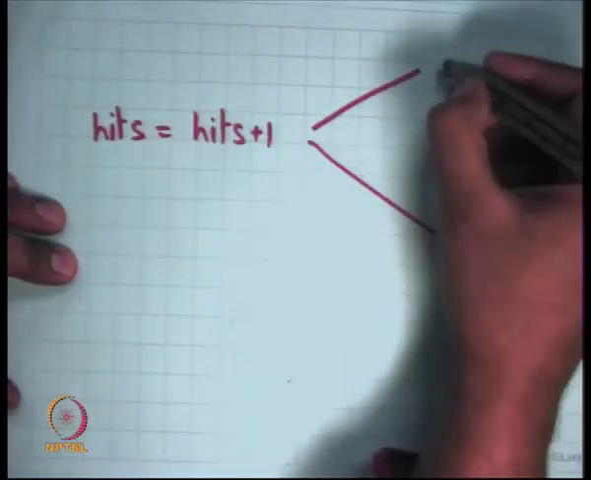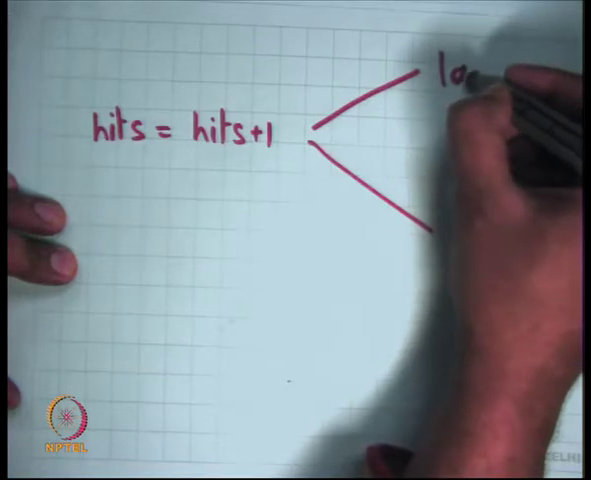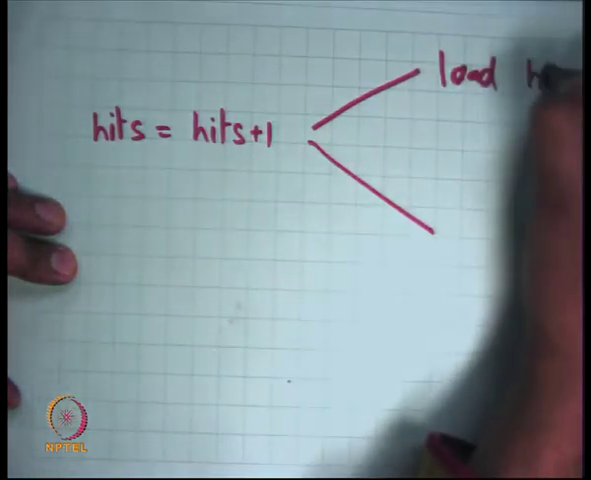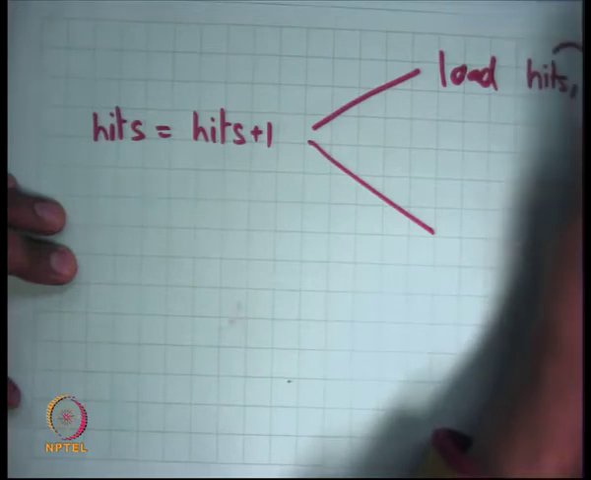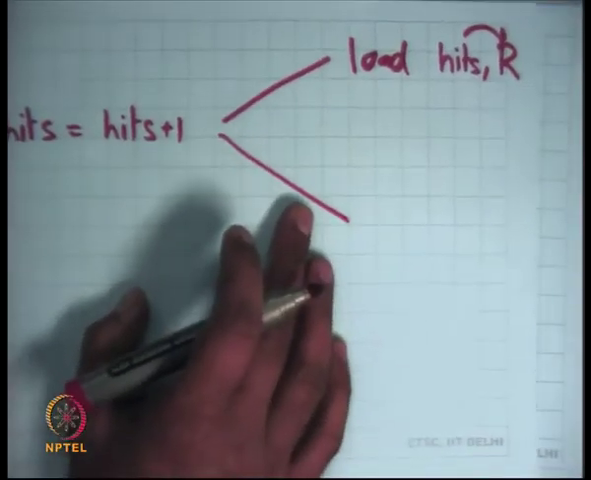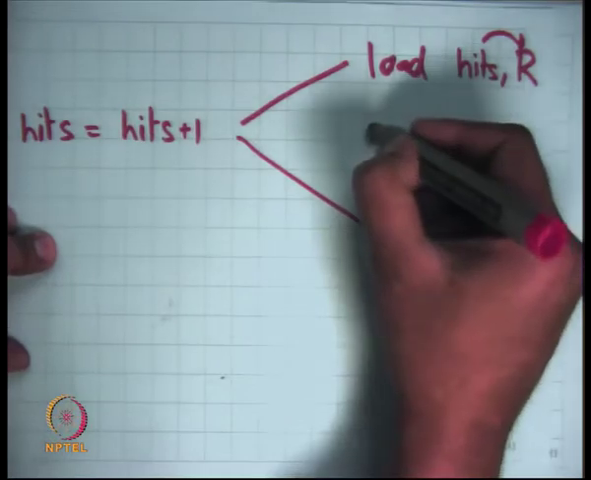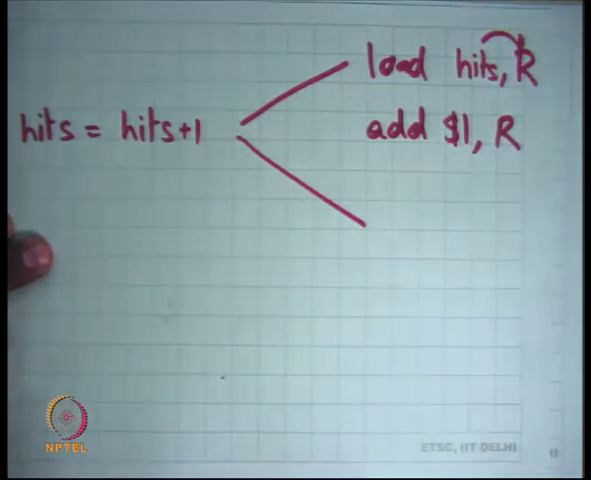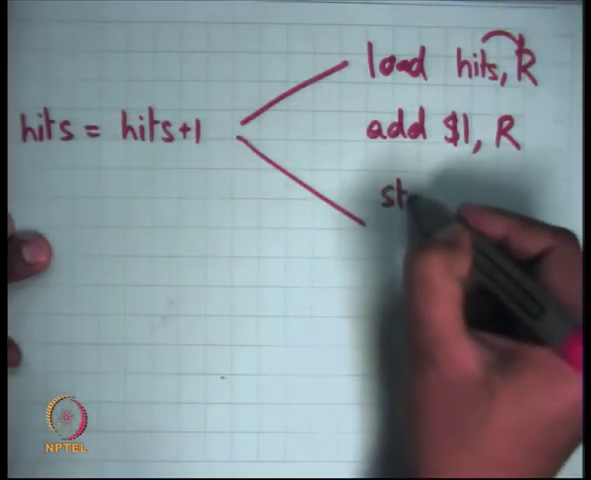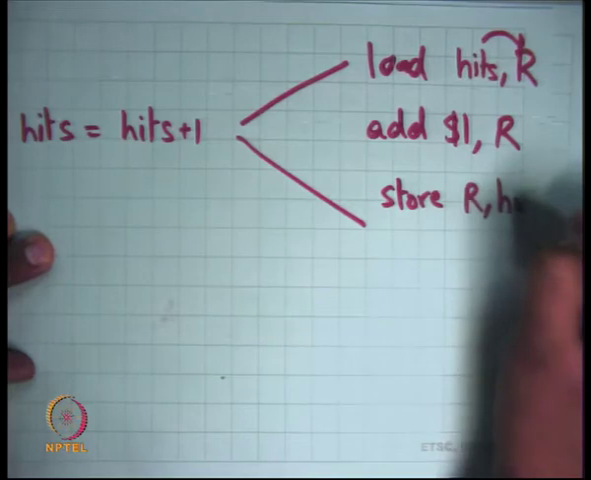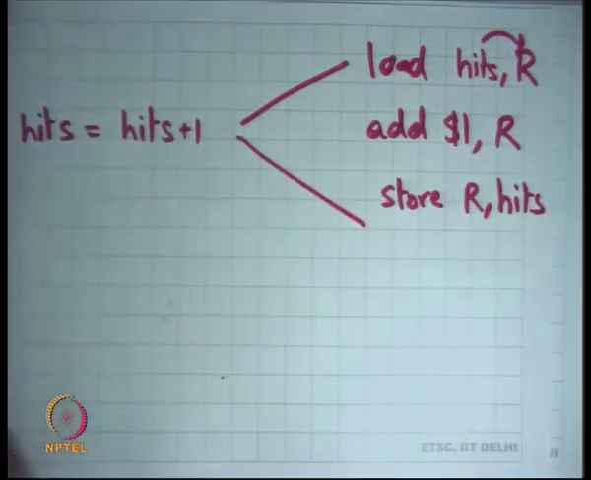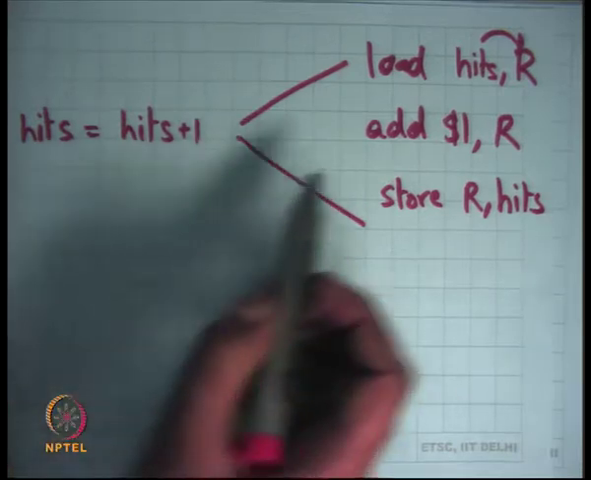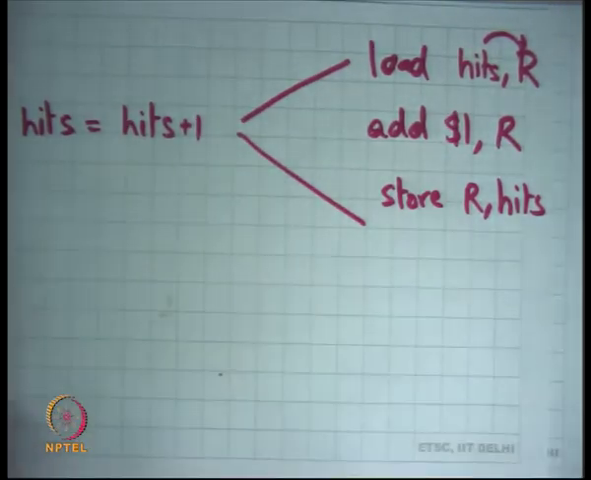Okay. So hits is equal to hits plus 1 gets translated into, let's say, load hits into a register R, right? And then add 1 to register R, right? And then store R to hits. I'm using load and store, but we know that on x86 it's a move instruction which does both load and store, so it's okay. So let's say this is the code that gets generated at the assembly level for this C statement, hits is equal to hits plus 1.